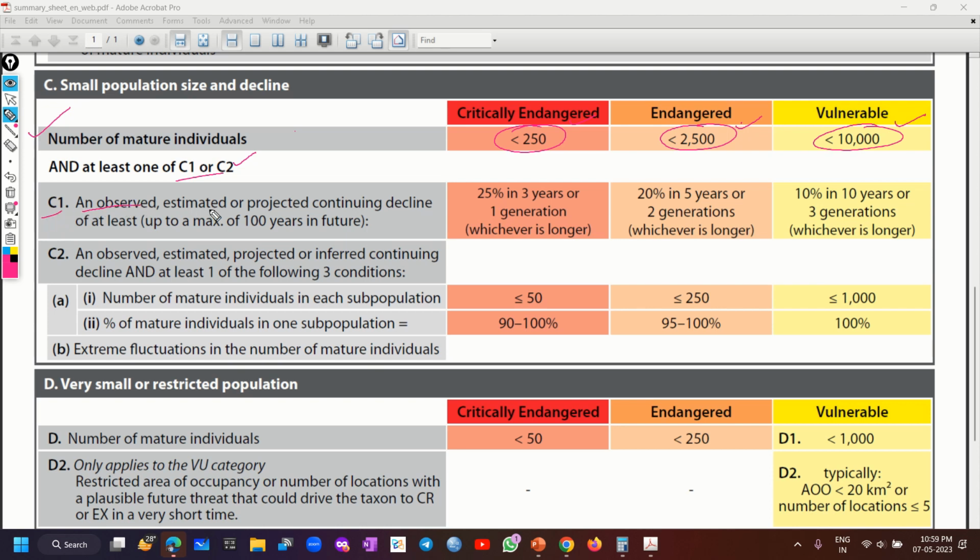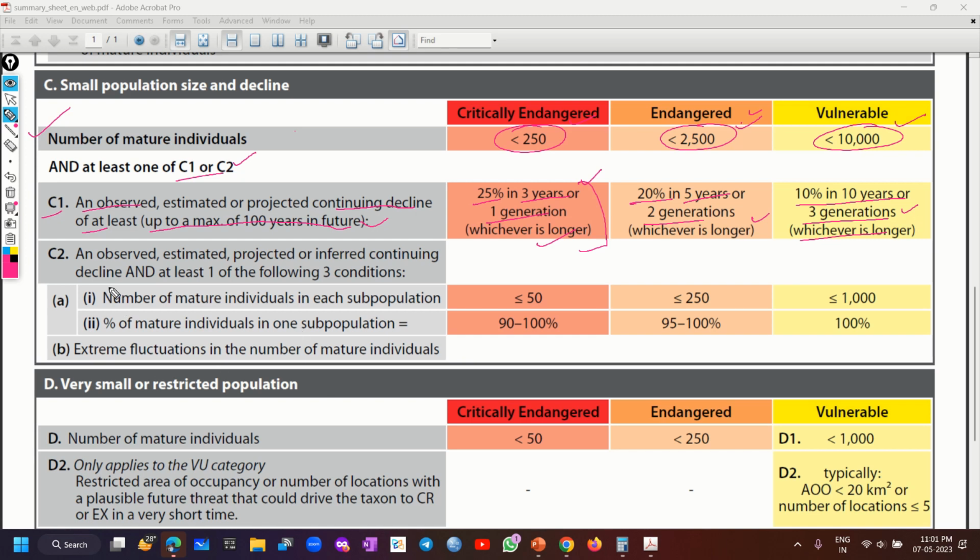So C1 is saying an observed, estimated, or projected continuing decline of at least, up to a maximum of 100 years in the future. So we are just calculating and estimating whether they are showing a continual decline or not. If they show a continuous decline of around 25% in 3 years or one generation, whichever is longer, then it comes under the critically endangered category. If the continuous decline is only 20% in 5 years or two generations, whichever is longer, it comes under endangered, and 10% in 10 years or three generations comes under the vulnerable.